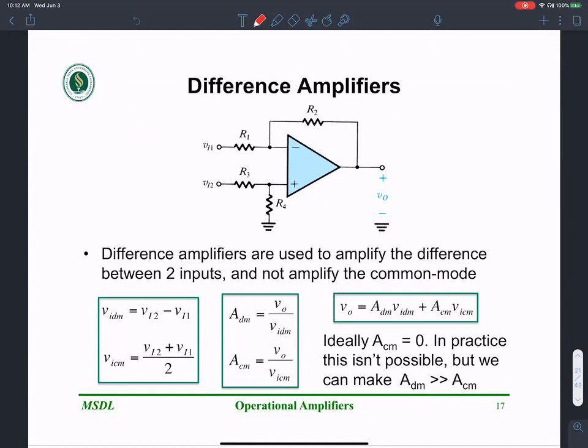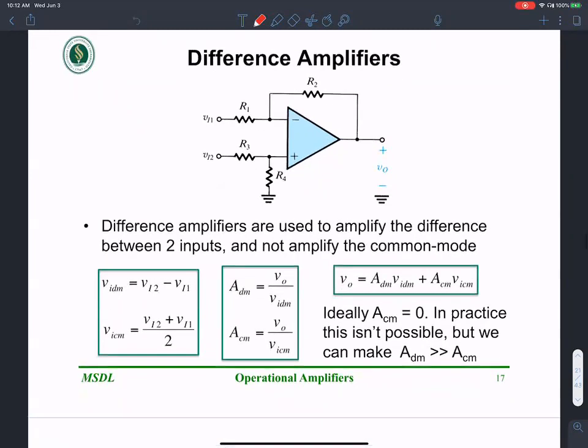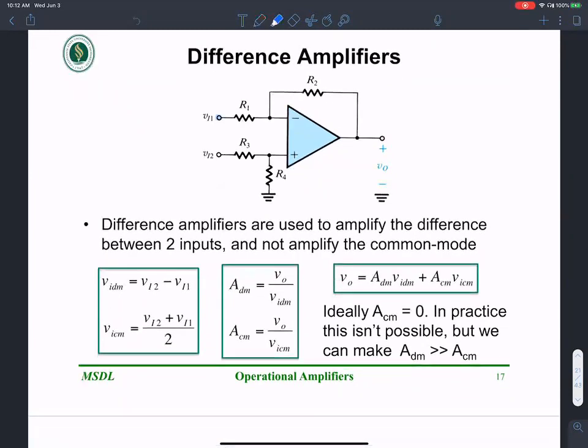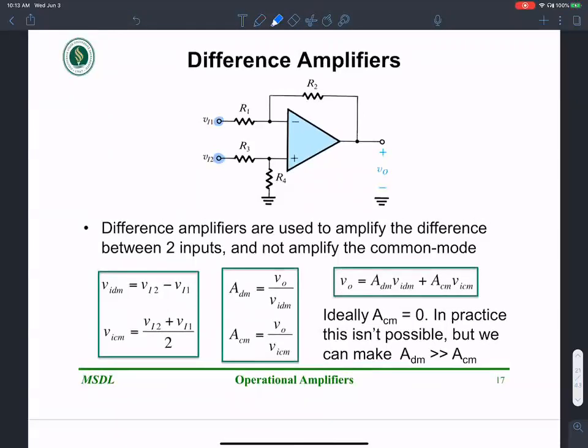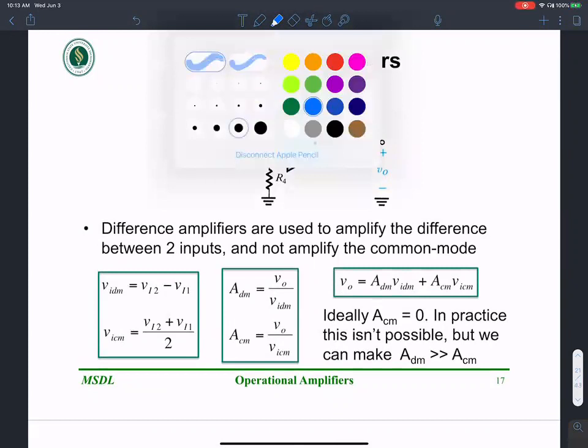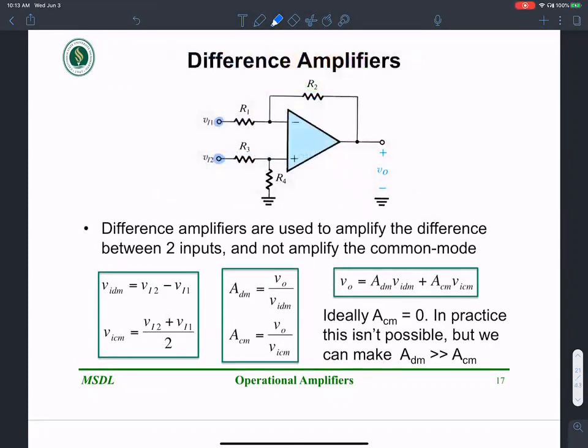All right, so let's quickly look at difference amplifiers. So the idea is I'm applying 1 voltage on the negative terminal and 1 voltage on the positive terminal. So far, I have done only one of those. I tied the positive terminal to ground and applied an input to the negative terminal, or I did the opposite. I tied the negative terminal to ground and applied a voltage on the input positive terminal. Now I'm doing both.